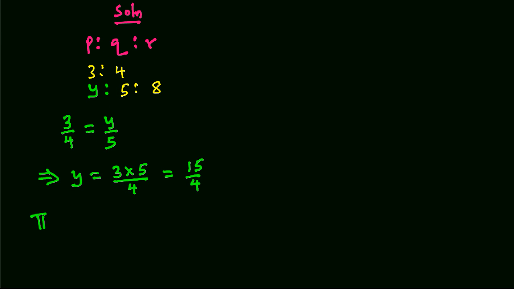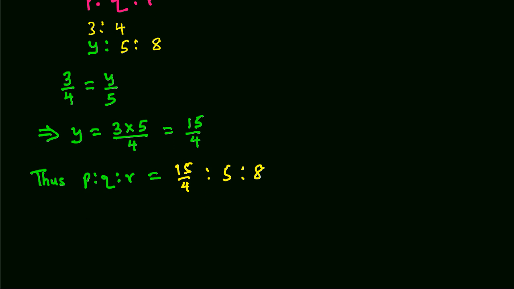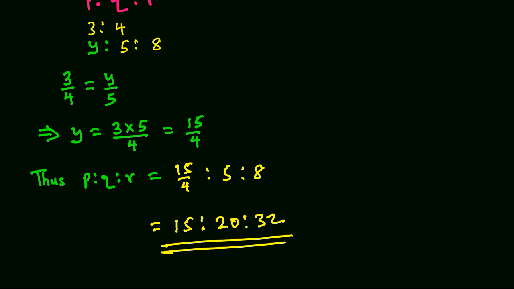So thus, ratio P to Q to R equals to 15/4 to 5/8. So if you multiply the ratios by 4, we are getting 15 to 20 to 32 as the required ratio. So that will be PQR equals to 15 to 20 to 32.